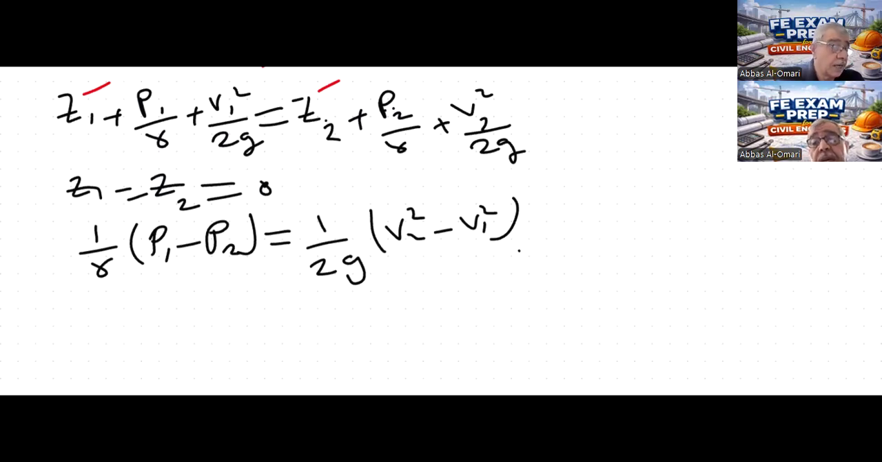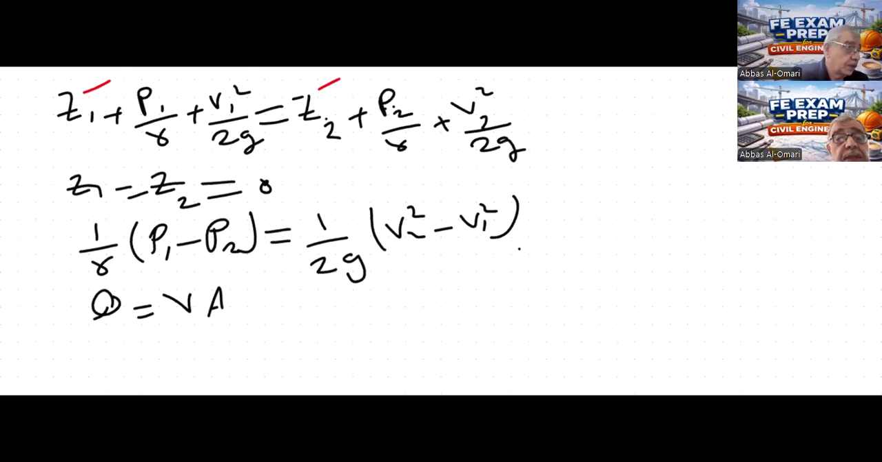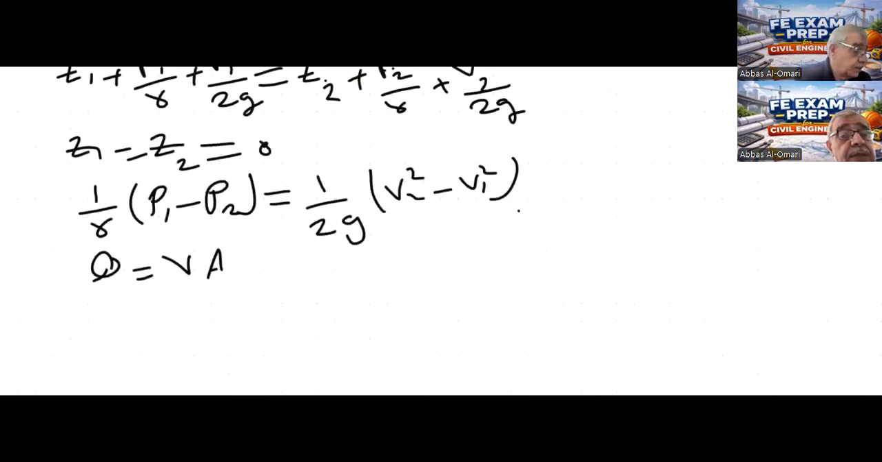Gamma is known, G is known. V1 and V2 we can express in terms of the unknown, which is the flow. What connects the flow and the velocity is the area. We know that Q equals VA, flow equals the cross-sectional area multiplied by the velocity. So now we substitute in the equation. Let's call it equation 1.